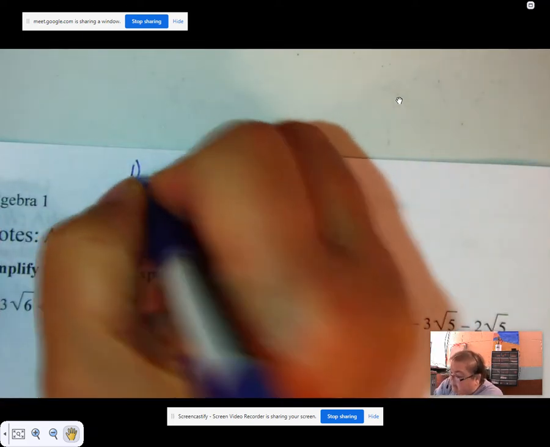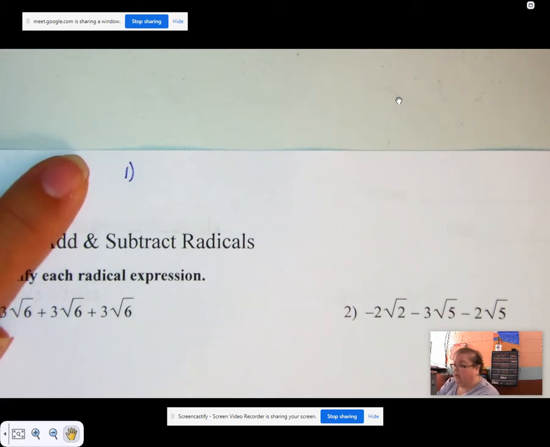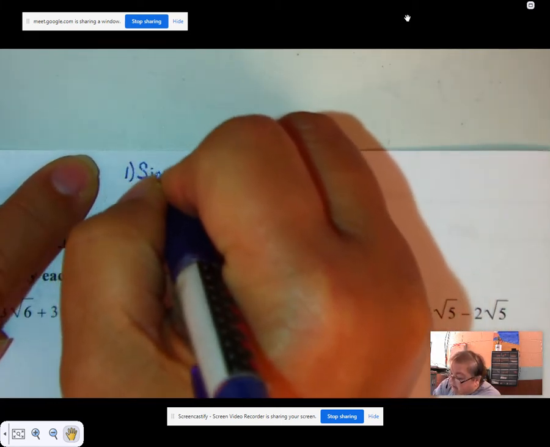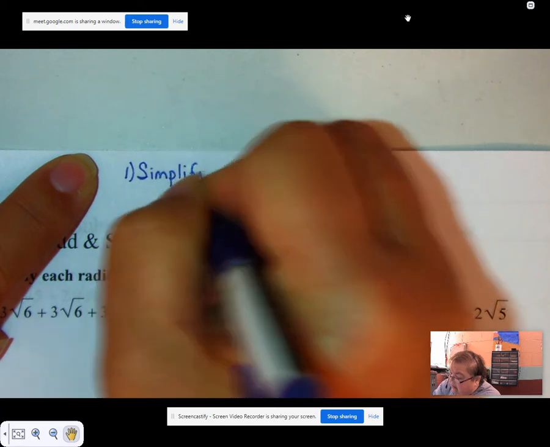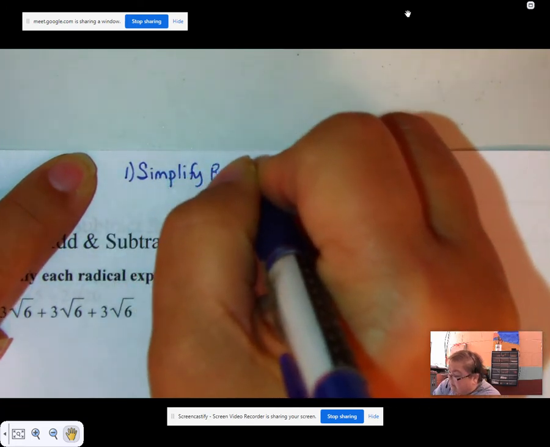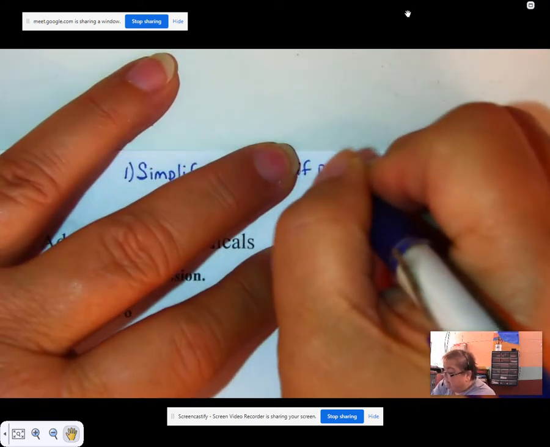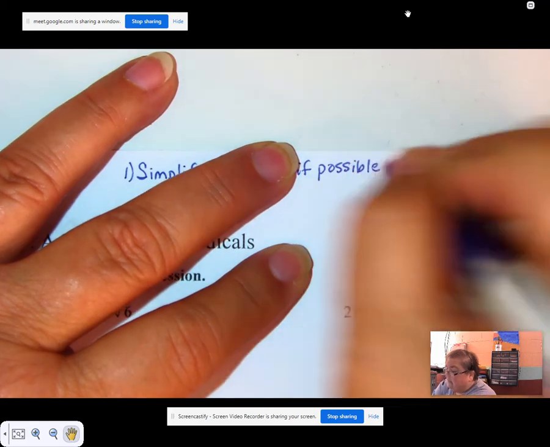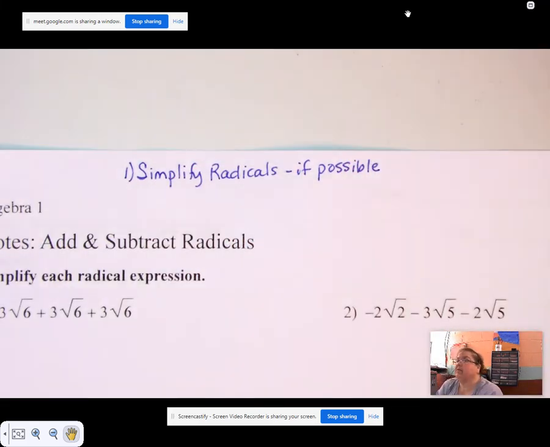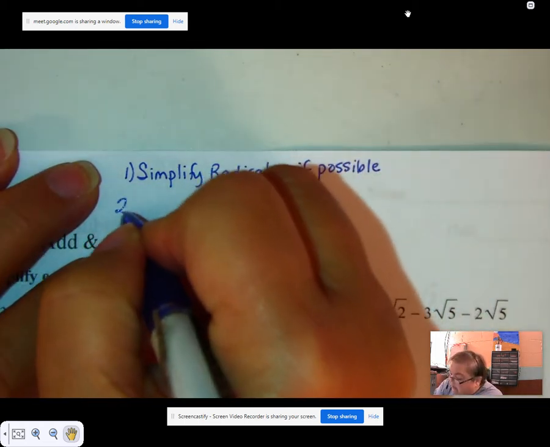Number one, we've got to simplify the radicals, if possible. Because obviously, if it's already simplified, we can't simplify it anymore. But before we add or subtract radicals, we have to make sure that they are simplified. Then, once they're simplified, then we can combine.